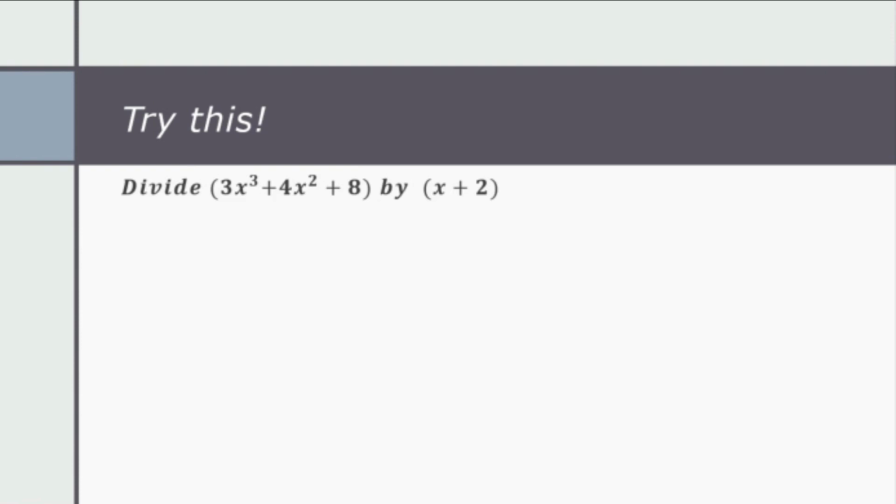And that's it. We only have 6 steps in solving using long division. Now, ready your pen and paper and try to solve for this one using long division. Divide 3x raised to 3 plus 4x raised to 2 plus 8 by x plus 2. I will give you 1 minute to solve for this one.